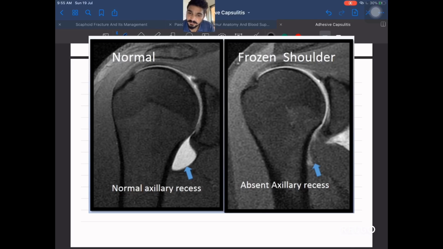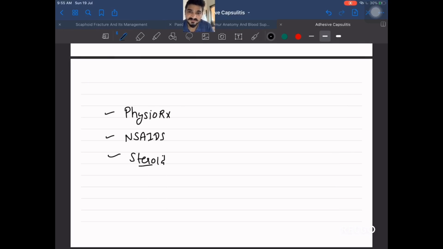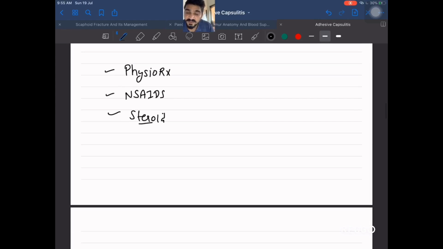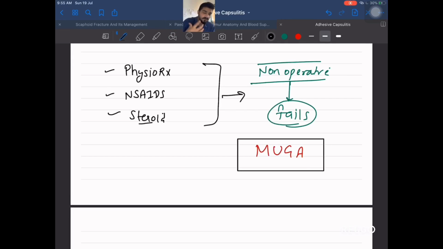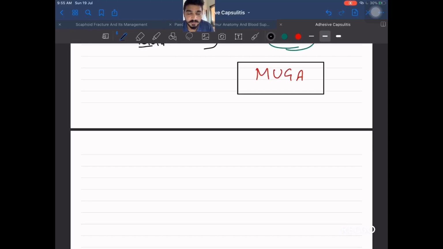And regarding the treatment, how to bust frozen shoulder, we can do it by means of physiotherapy, NSAIDs, and steroids. This is basically non-operative management. And if this therapy fails, then we have the option of manipulation under GA. We have to follow this non-operative therapy for 3 to 6 months. After that, we go for manipulation under general anesthesia.